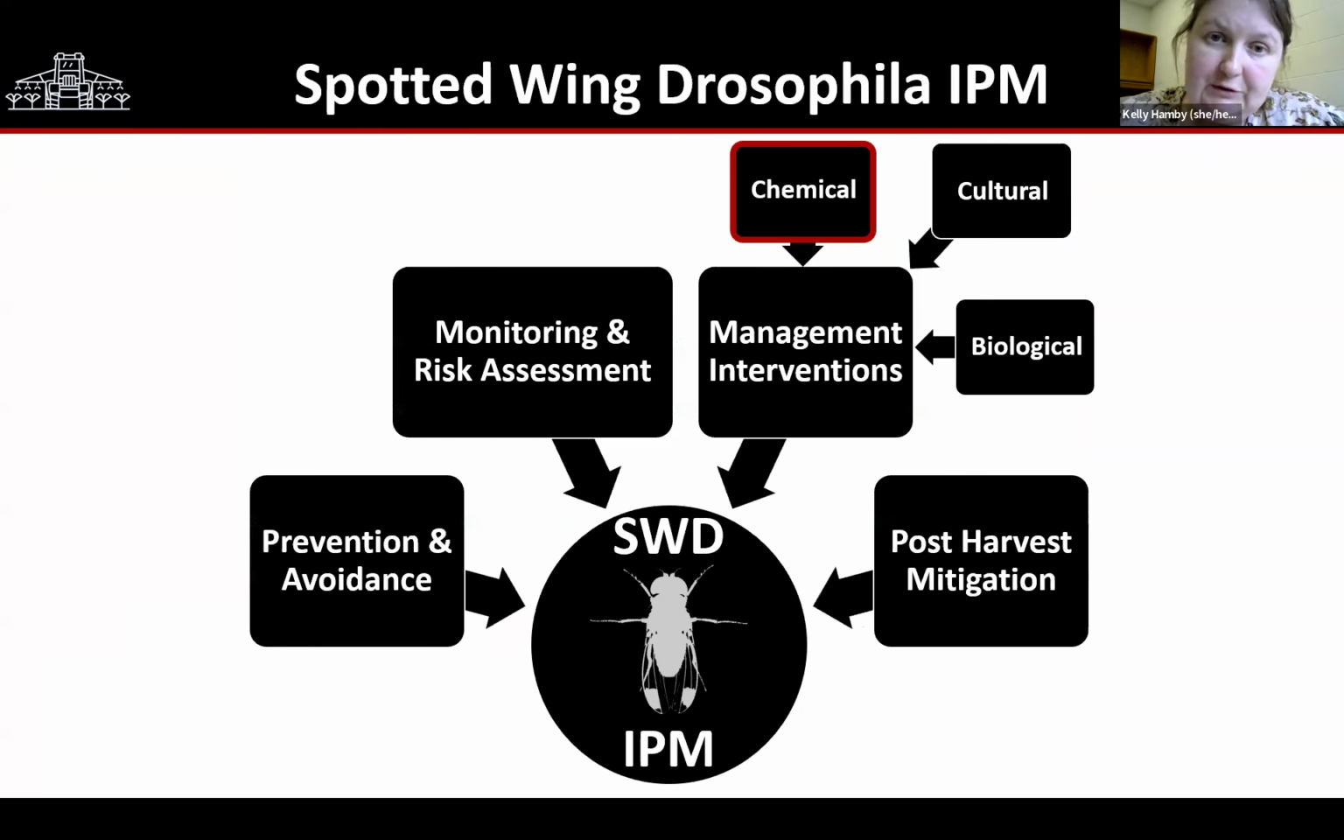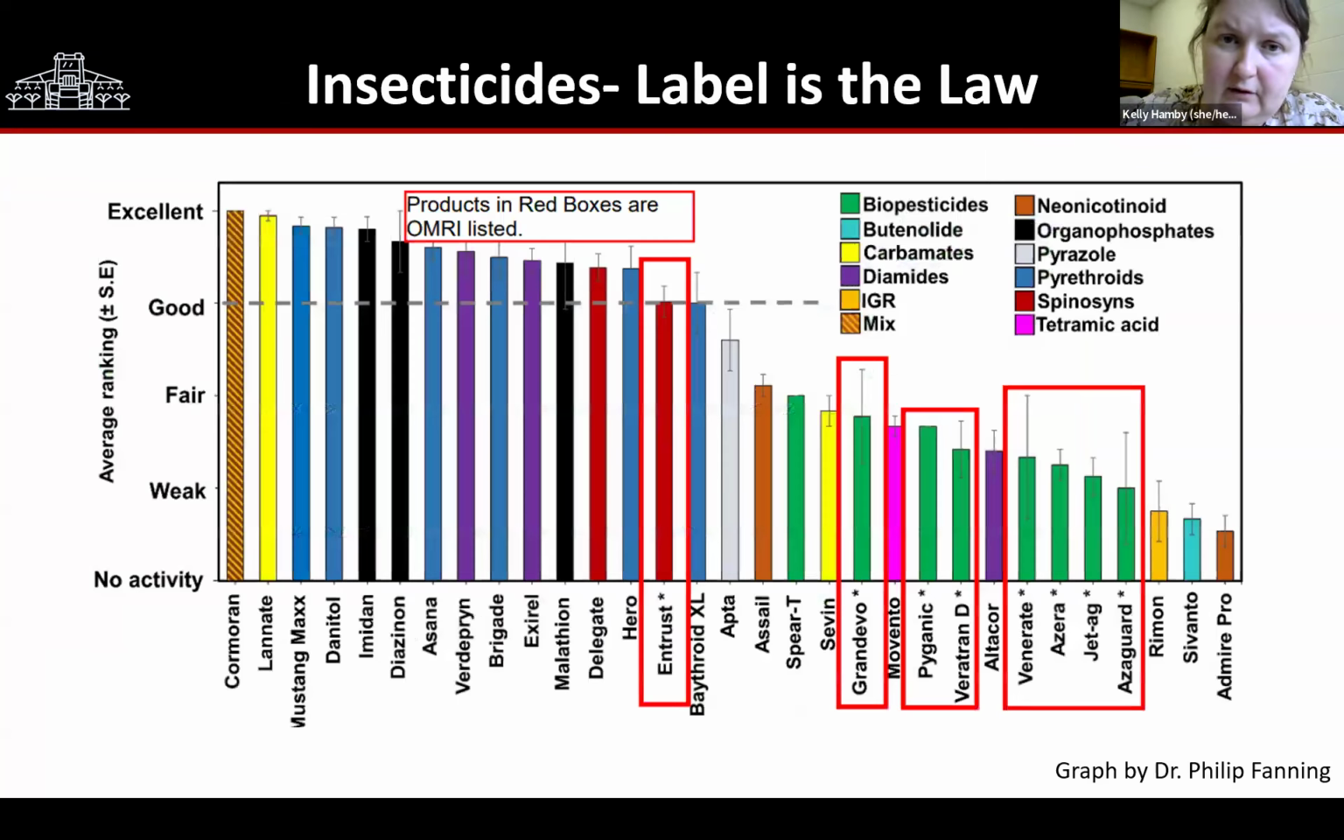So moving on to chemical management, unfortunately for spotted wing Drosophila, we largely are still reliant on chemical management to control it. This is a ranking of the insecticide products that are registered and available for spotted wing Drosophila across all fruit crops. This is what entomologists felt the efficacy was. So this is the average ranking entomologists gave those insecticides, and the insecticides are color coordinated based on their active ingredient mode of action.